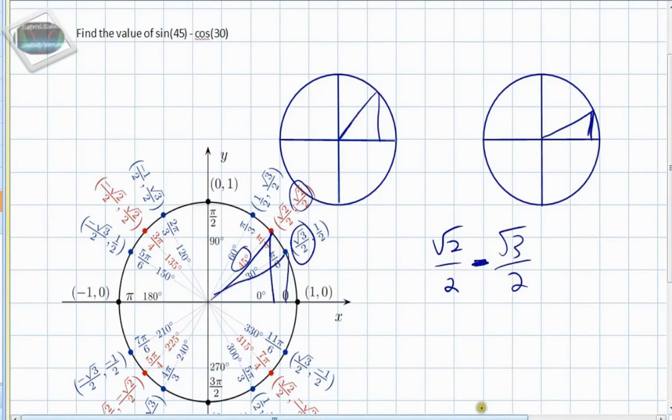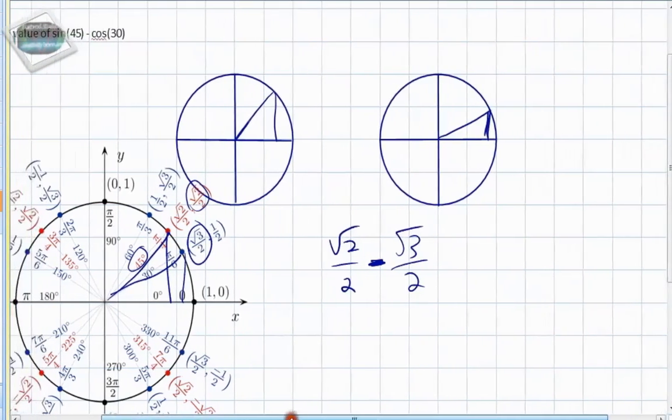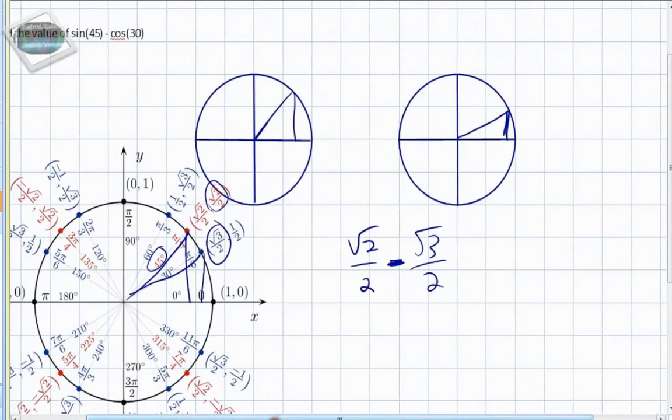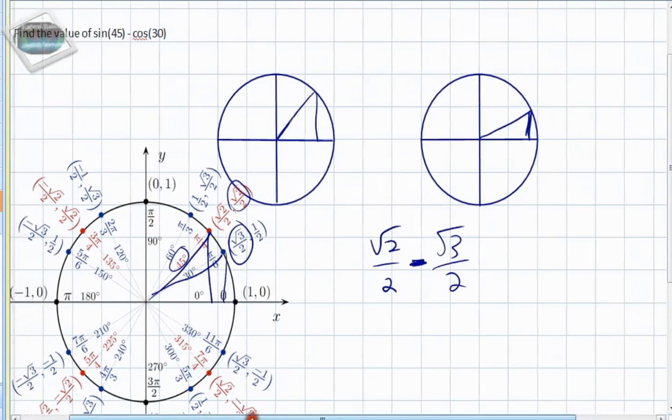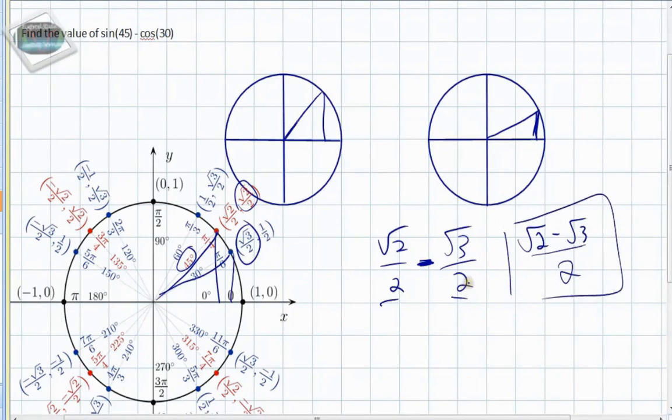All right, so what do we have to do? Here's the sine of 45, and we're subtracting the cosine of 30. Basically what we want to do is just simplify. Lucky for us, we have a common denominator here, which means that we can just say that this is root 2 minus root 3 over 2. And that's your answer.